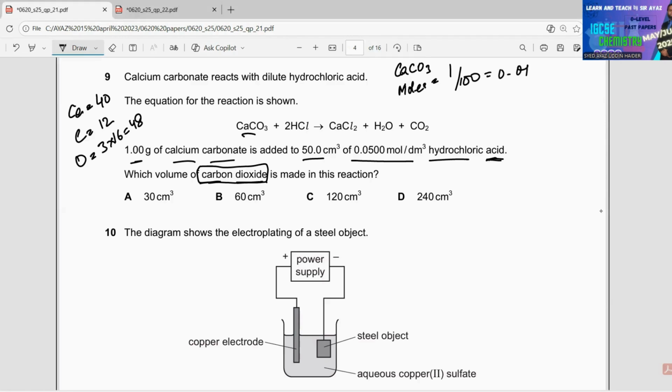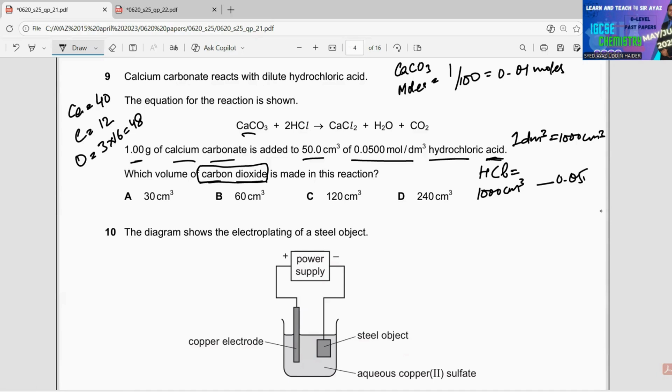0.01 moles of calcium carbonate. What about HCl, hydrochloric acid? 50 centimeter cube of 0.05 mole per dm cube hydrochloric acid. In 1 dm cube, you know that there will be 1000 centimeter cube. So I will write 1000 centimeter cube contains 0.05 moles.